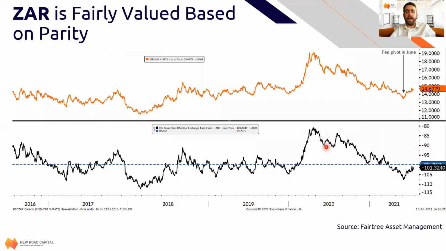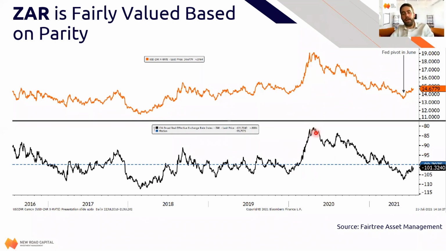Just a note on the rand. If you look at the orange, that's the rand dollar exchange rate. If you look at the black line, that's a sort of real rate, so that's more adjusted for parity, adjusted for inflation differentials. So you can see above the line is a weak rand, and below the line is a strong rand. You can see the rand weakened quite substantially in the initial throes of COVID, of the lockdowns. That was just due to a risk-off trade. It happened in 2008. Whenever you get a risk-off trade, you see a massive weakening in the rand.